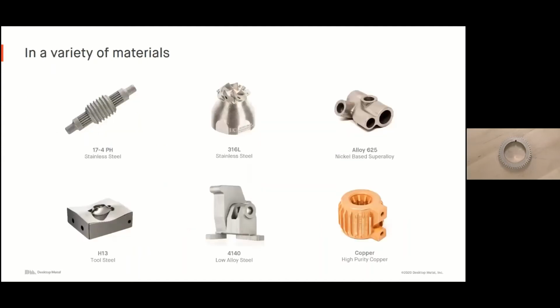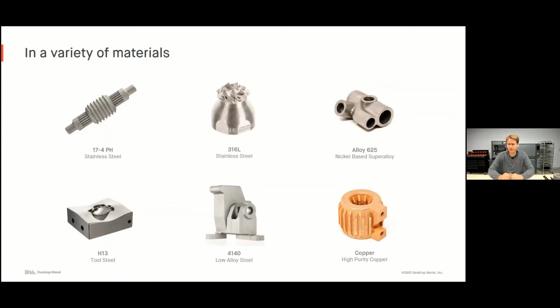So looking at materials, a wide variety of familiar materials. We have 17-4 PH, a very common stainless steel. It has excellent mechanical properties. 316L, another common stainless steel, a little bit better at high temperatures as well as under some specific corrosion environments. Alloy 625, also known as Inconel, nickel-based super alloy, excellent at very high temperatures as well as some specific corrosion environments. H13, that's a tool steel, excellent hot hardness.